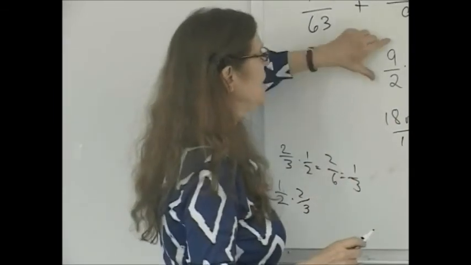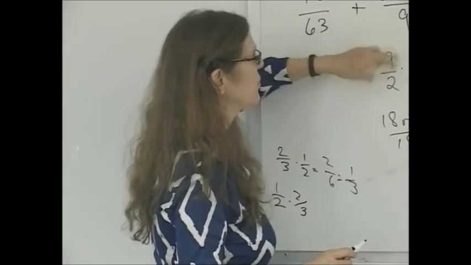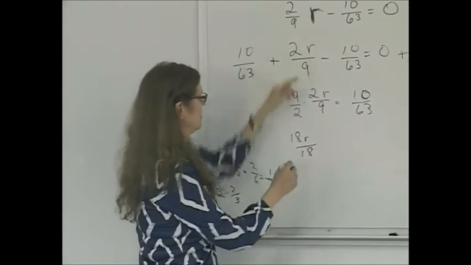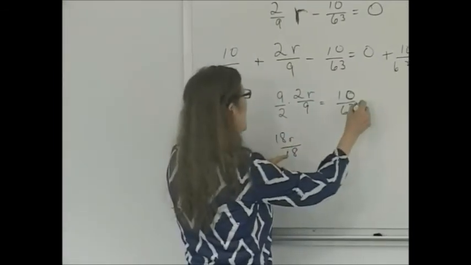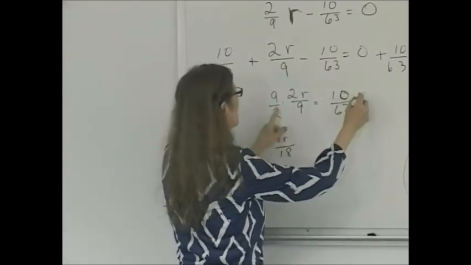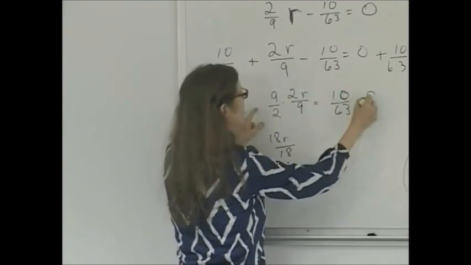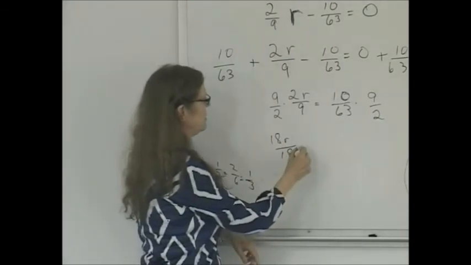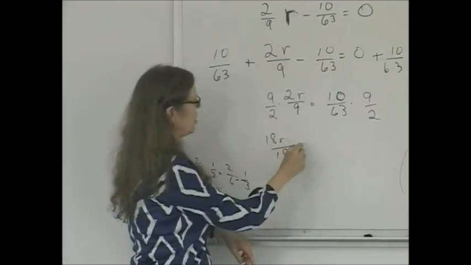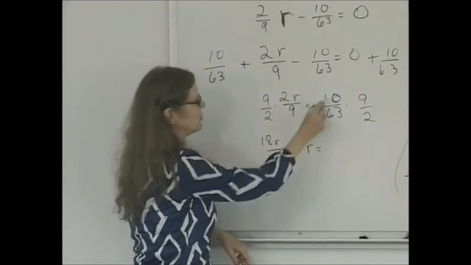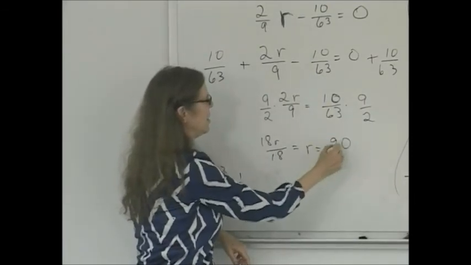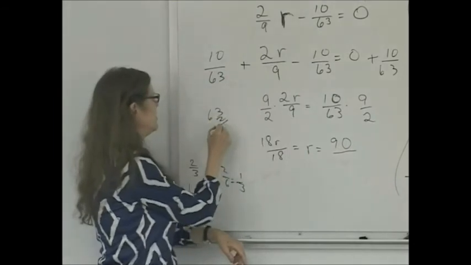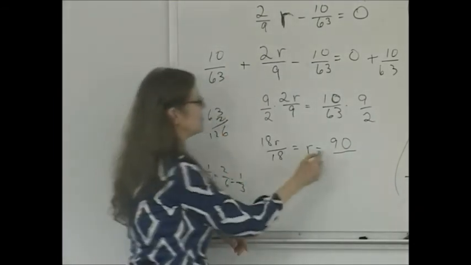So we multiply by the reciprocal of the fraction in front of the r, and if we did that on one side, we have to do it on the other side. So we multiplied by 9/2, we have to multiply this by 9/2. So this is going to be 18r, which is just r, is equal to 90 over 126, since 63 times 2 is 126.